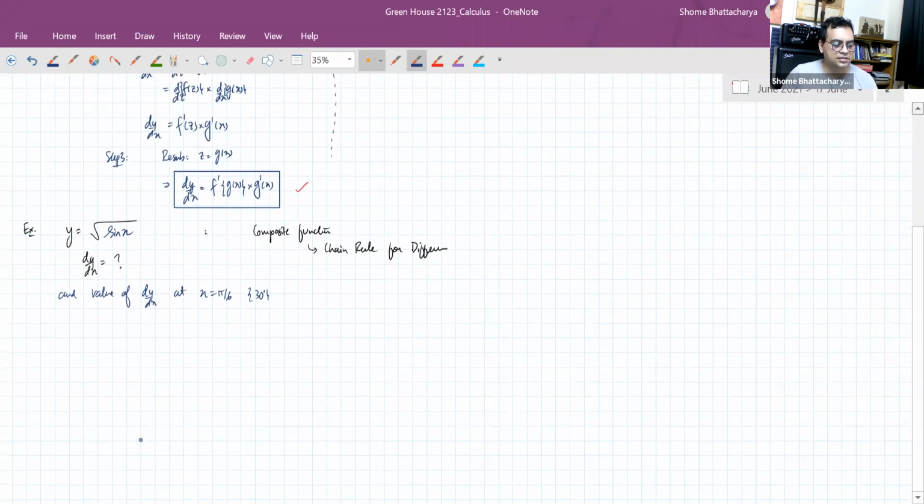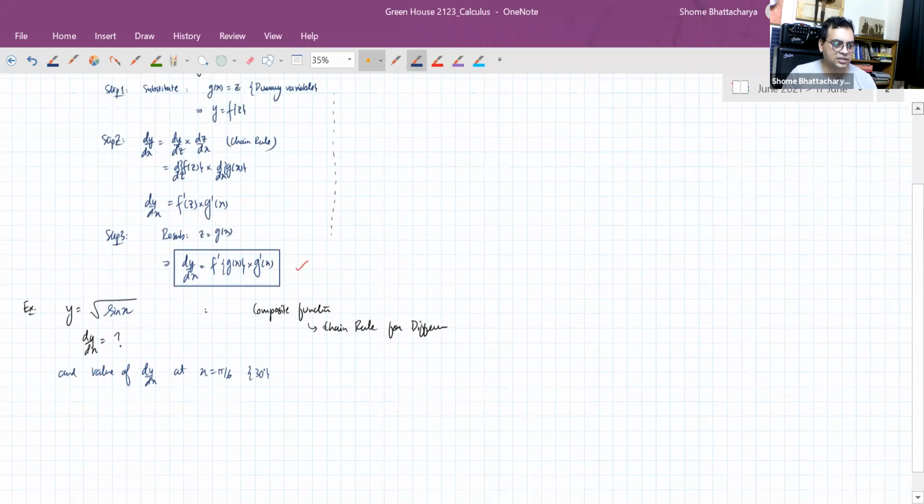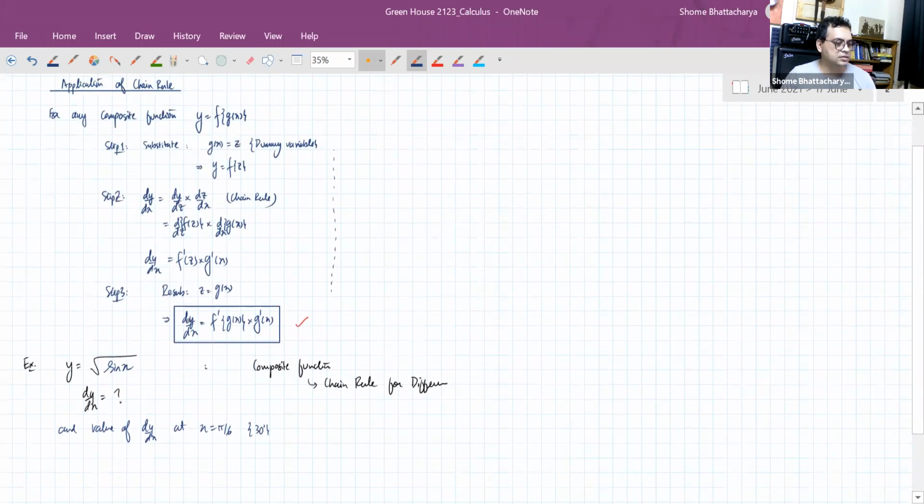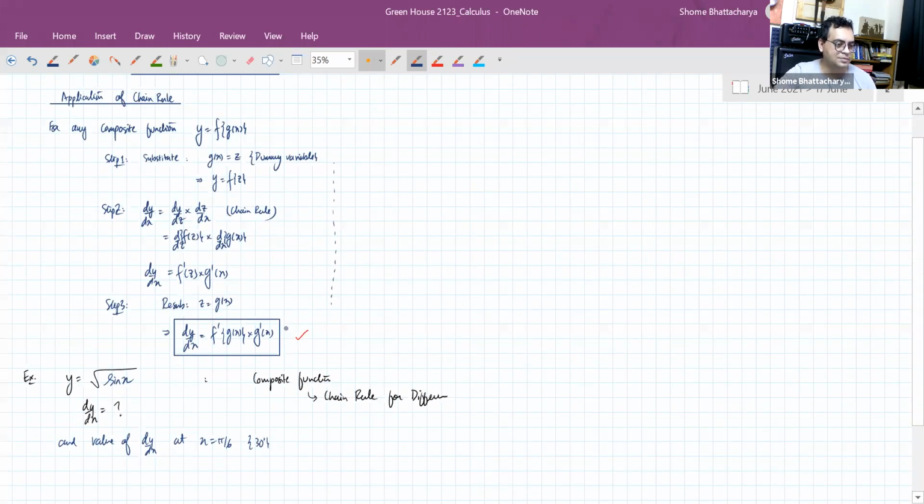Now we will discuss this question by both the methods, the fundamental 3-step method, as well as direct application of the formula.